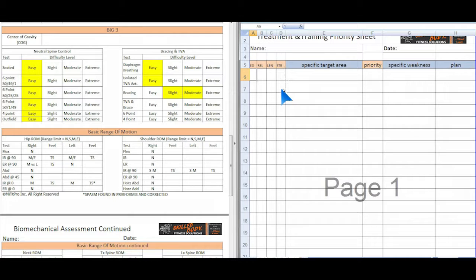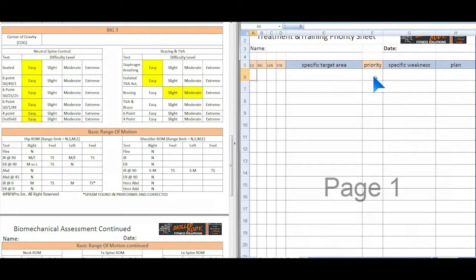STR is strengthen. So now maybe I know that there's a section of the body that is in balance, so release and lengthen are in balance, but we need to work on strengthening it so that it can more readily support them. Then I would put strengthen. You could check off more than one column, as you'll see as we go through this, related to whatever problems we find. Then we write the specific targets.